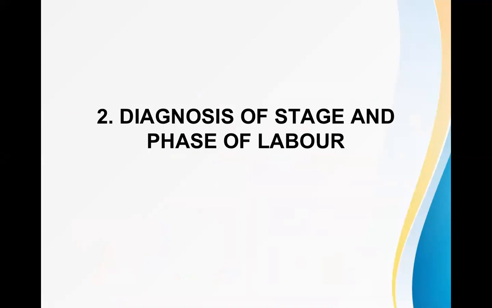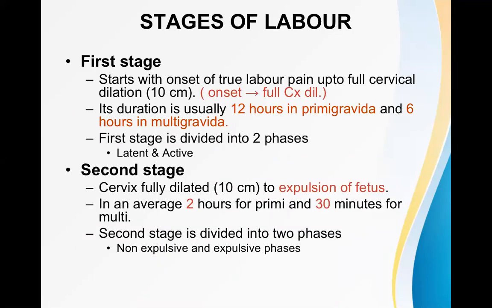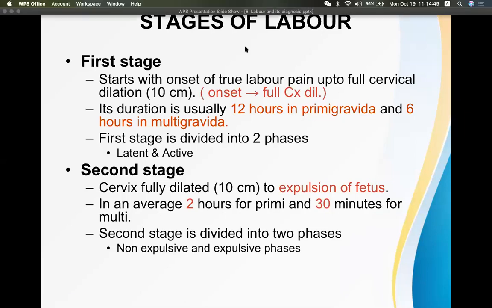Now, after understanding these things, let's go to another part: how to diagnose the stage and phase of labor. What do you mean by the first stage of labor? What is the second stage? What is the third stage? And what is the fourth stage? Now, please pay attention. The first stage of labor starts with the onset of true labor pain up to full cervical dilation, that is 10 centimeters.